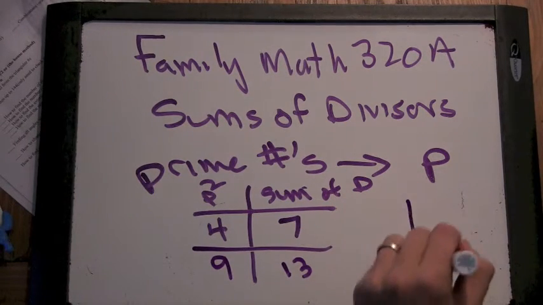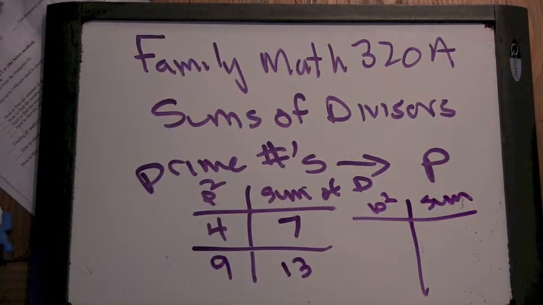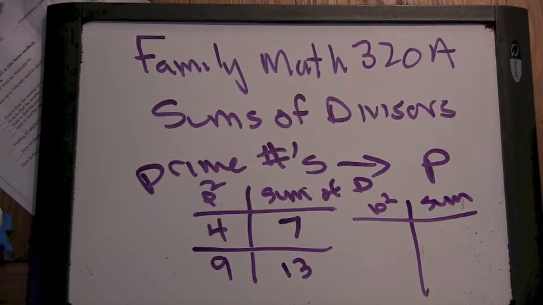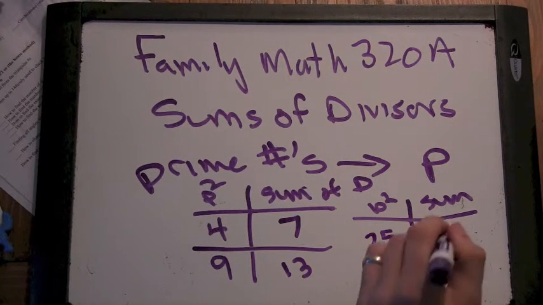And I'll continue my chart over here. P squared and sum. Okay, what's the next prime squared? Well, you'd have 16. Or, no, that's not a prime, so it'd be 25. Okay. What's the sum? 25 and 5 and 1, which is 31.